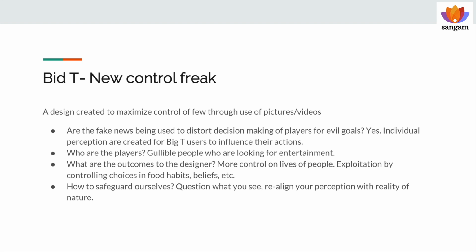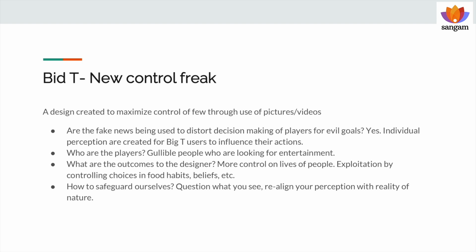Exploitation again in the choice of food habits, beliefs, the way people live. Right now, big tech has more control over people's lives than Maulvis, because they can manipulate all these things. They have control over free will. Yeah. So how to safeguard ourselves: be cautious about what you see, realign your perception with the reality of your nature, and respect and follow your traditional knowledge bank. Keep that in your control and work towards empowering the traditional knowledge bank.